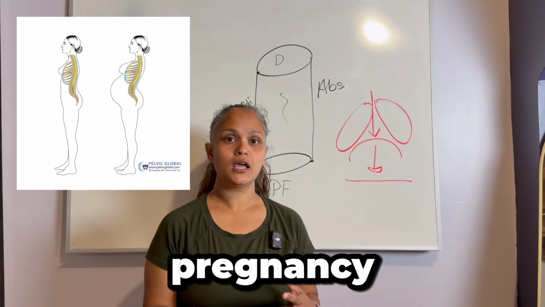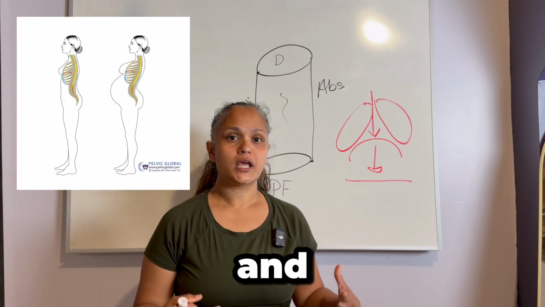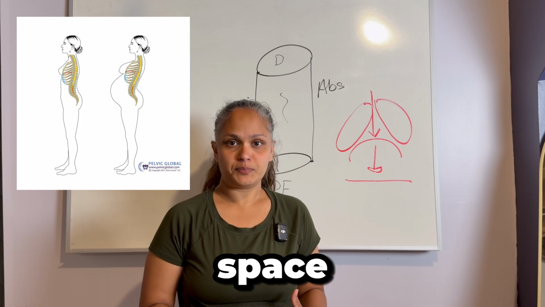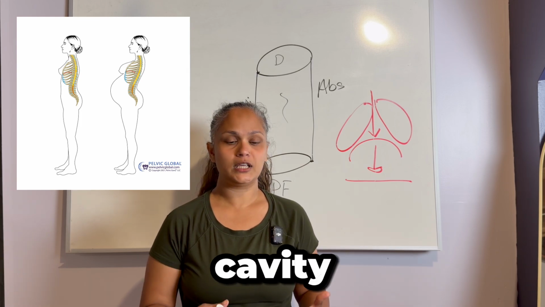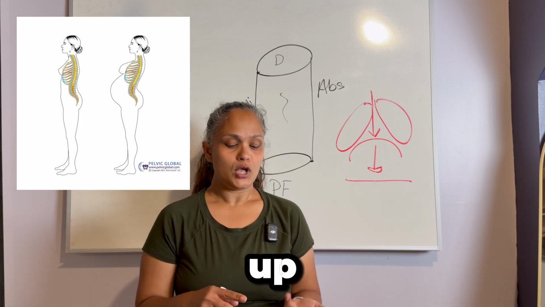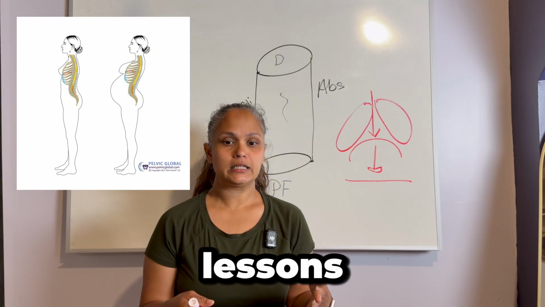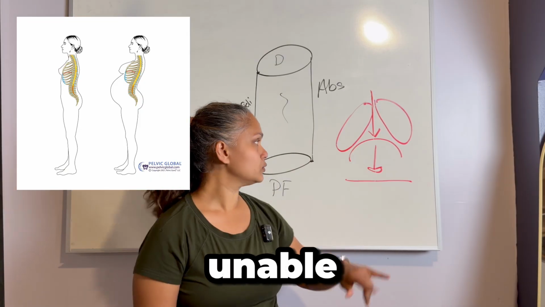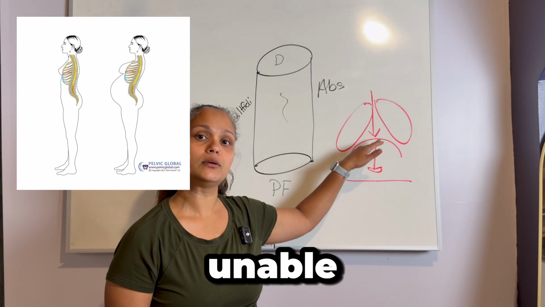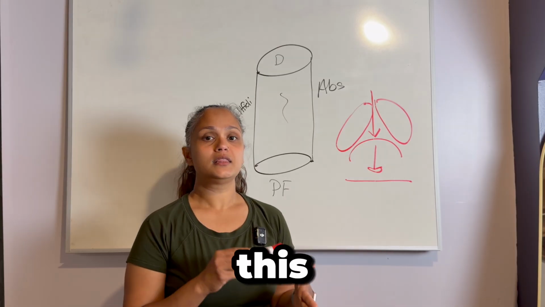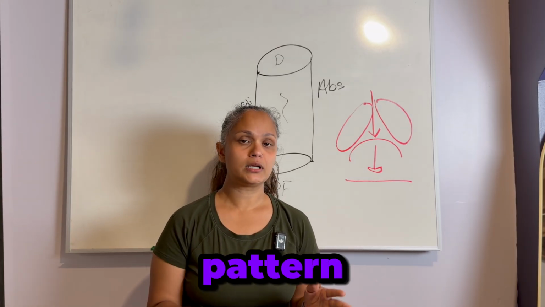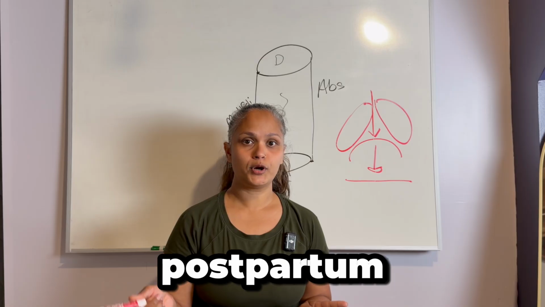During pregnancy, as your baby grows and you have less space in the abdominal cavity and everything gets pushed up, your rib mobility lessens. Your diaphragm is unable to descend down and you're unable to take a full breath in. This dysfunctional movement pattern can linger into the postpartum period.